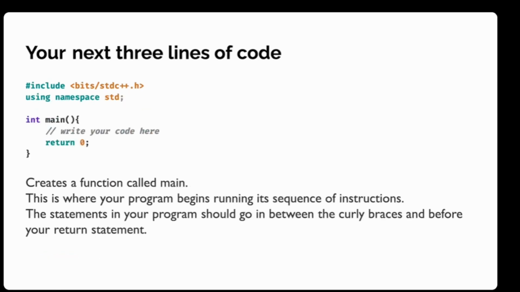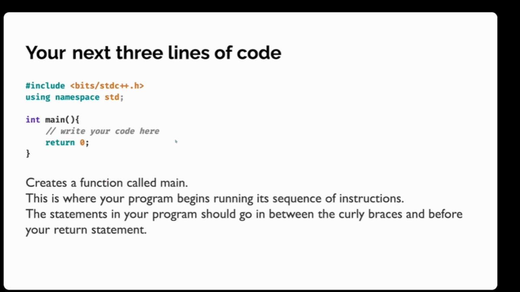Your next three lines of code are to include the int main function. Now all code in C++ must run in the int main function. I mean, the main script runs in the main function. You have to put your code inside there. Your program begins running in that main function. So your statements in your program must go between the curly braces before your return statement.